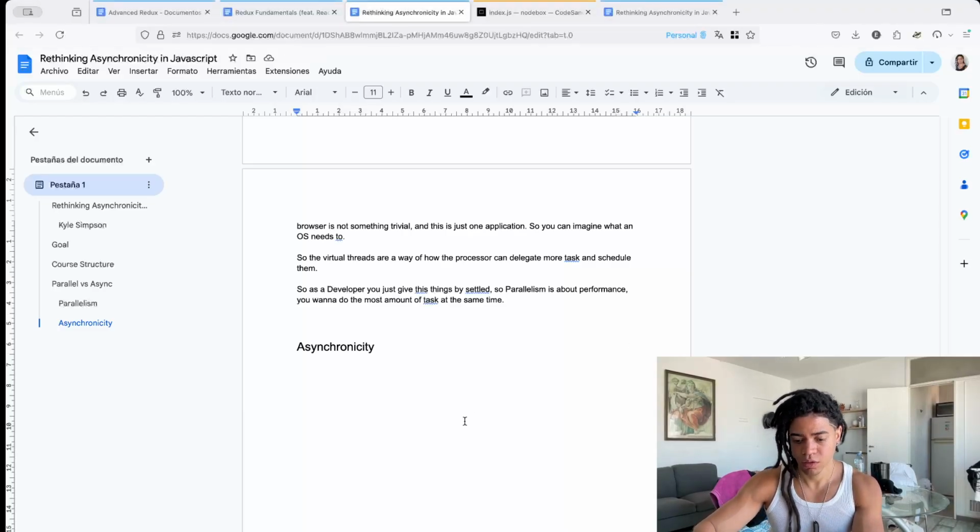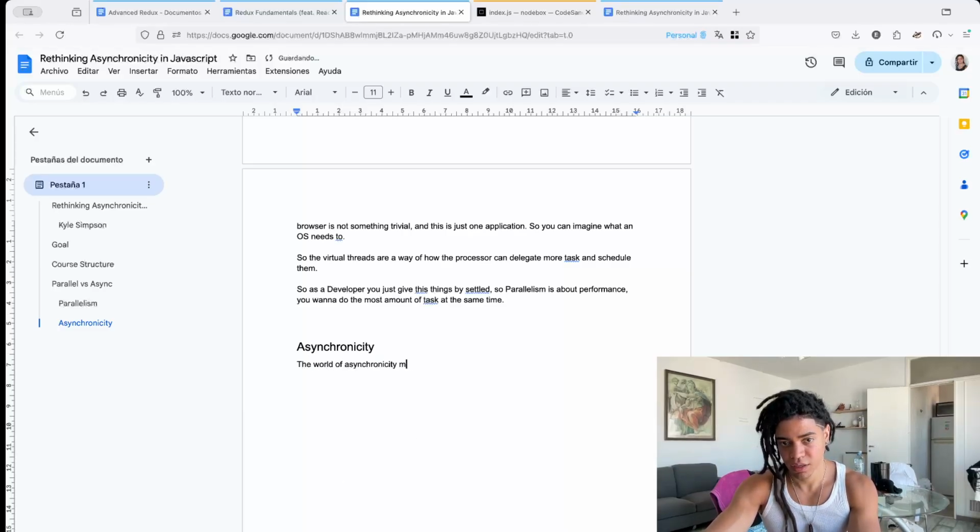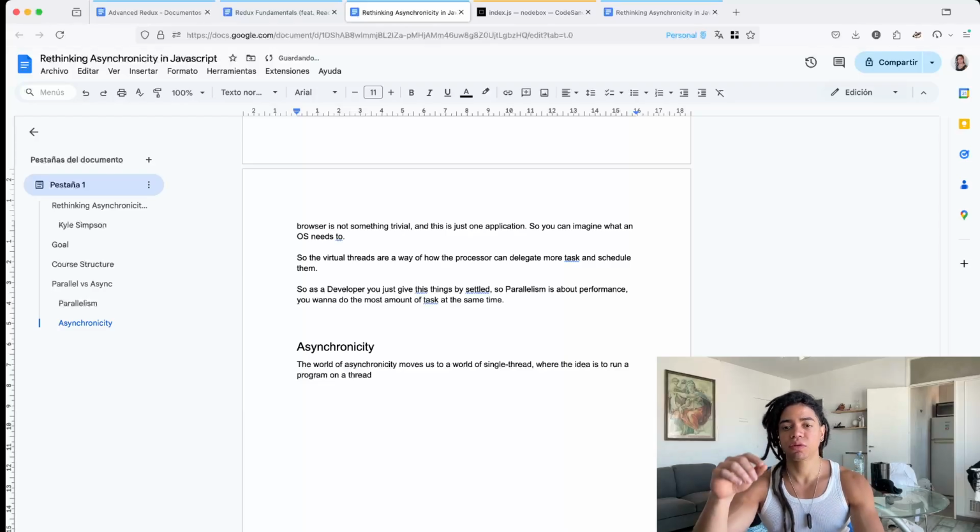So the world of asynchronicity moves us to a world of single thread. Makes sense? Single thread, right? So the idea is to write a program in a single thread.